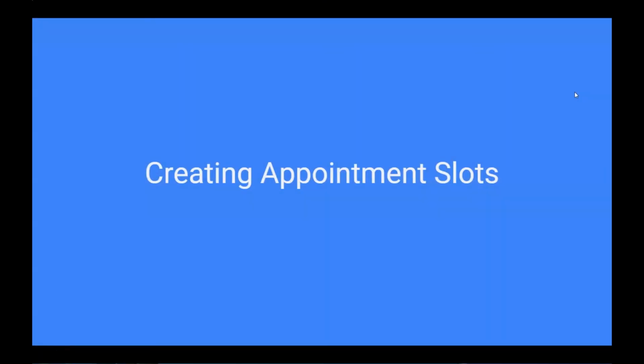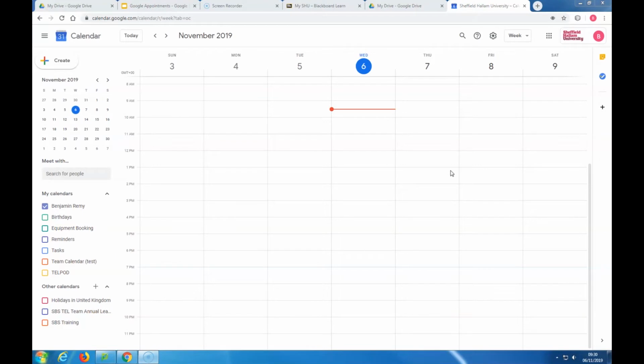Now I'm going to show you how you can create appointment slots for your students to book. To show you how this works, I'm going to create a series of appointments on Wednesday the 13th of November, and then I'm going to create a repeating appointment on a Friday. So the first thing you have to do is make sure that your calendar is displaying in week view, which it already is, and then navigate to the date that you want to place the appointment. Click once into any empty square.